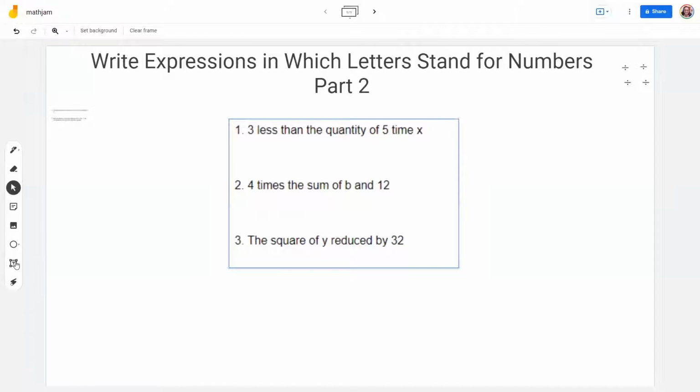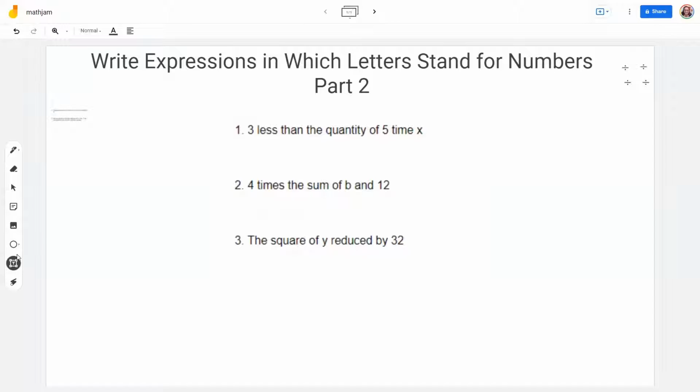So our first problem here says 3 less than the quantity of 5 times x. So remember, anytime we see a number next to a letter, that means multiply. So let's go ahead and start with that. So we'll have 5 times x, and then we need to subtract 3. All right, so that is our quantity of 5 times x right here. 5 times x, and then 3 less, so minus 3.